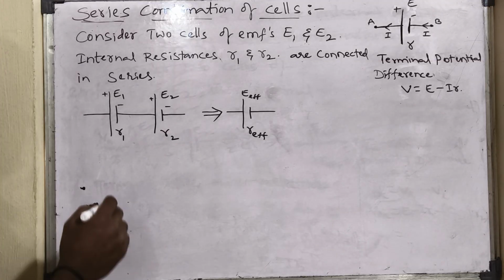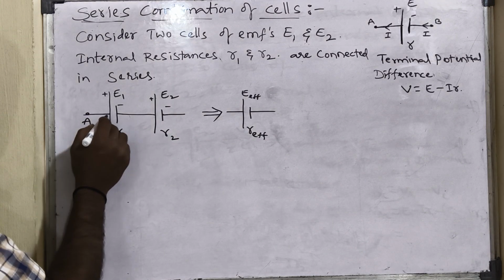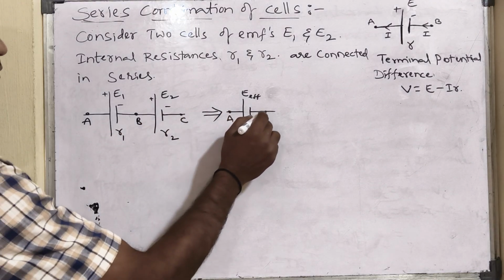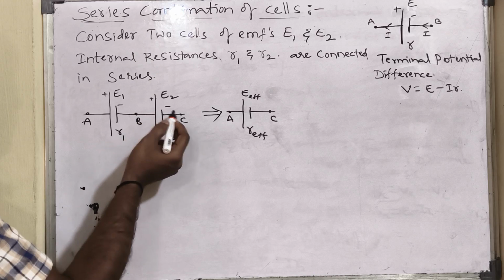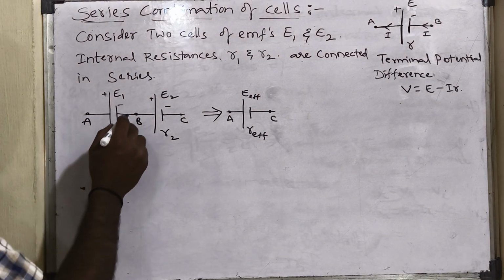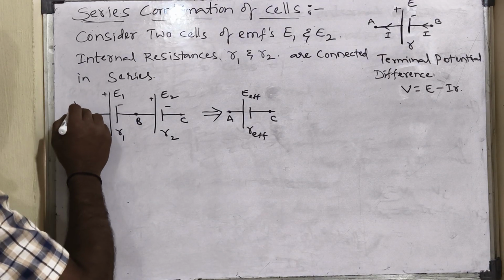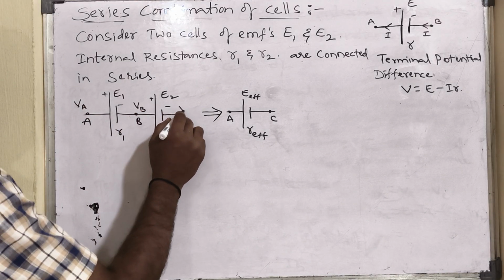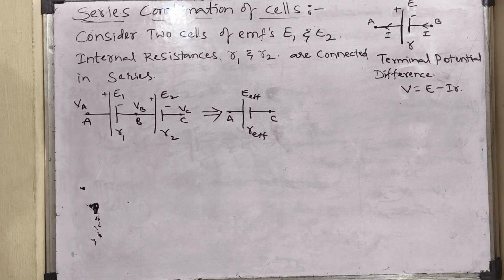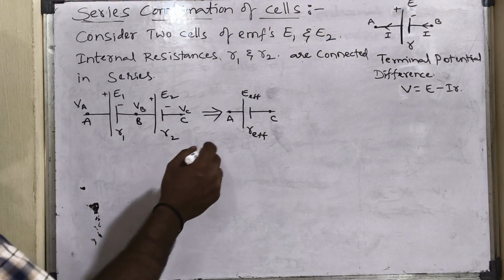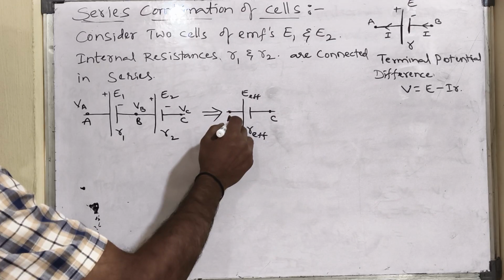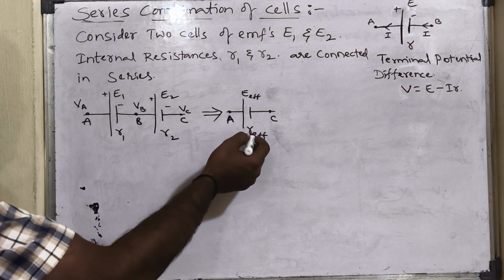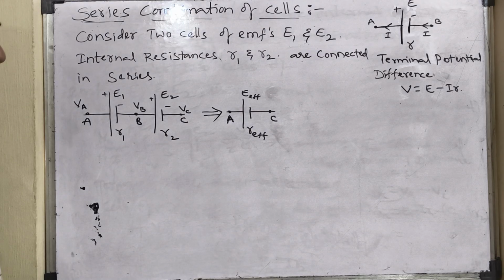First of all, we consider point A, point B and point C. It is point A, and finally point C, AC. Between them, the potential at A is VA, the potential at B is VB, and the potential at C is VC. Now we consider the net potential difference across the two ends of the combination of cells. We want to calculate the effective EMF, and at the same time the effective internal resistance.